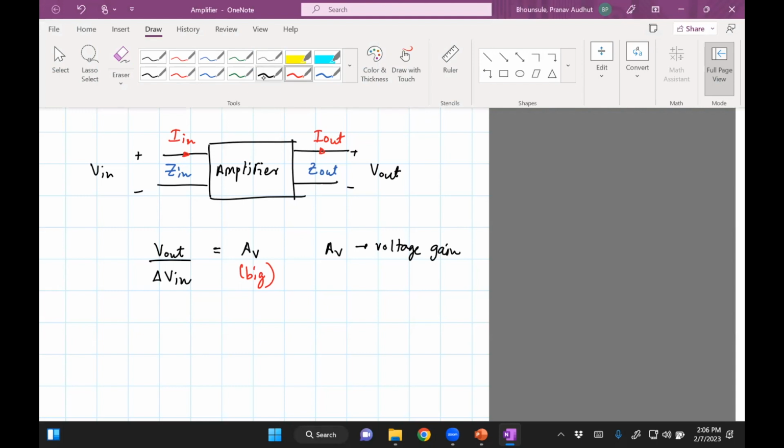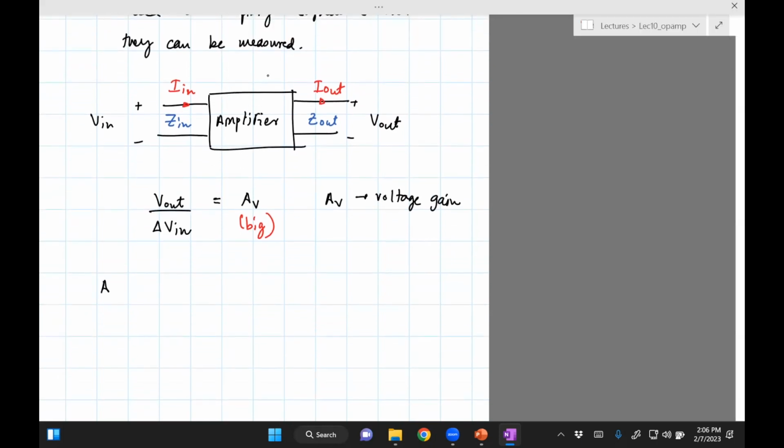Now what we want is this AV, the voltage gain, to be ideally linear. Linear means that the ratio is going to be constant, right? And when you say linear, we usually think of it in terms of frequency. So at all frequencies, AV should not change much, which is nice because, irrespective of the input frequencies, we'll always ensure that ratio is big, and so in our measurements we don't have to worry about AV changing.